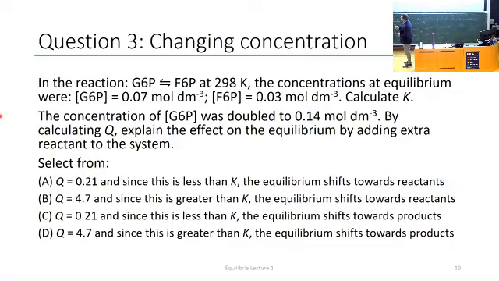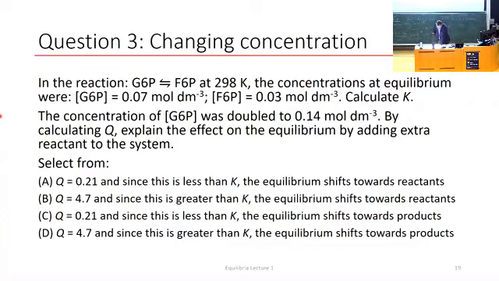All right, so what you need to do here is calculate a new value of Q based on the new concentrations. Okay, so we have the concentration of glucose is 0.14, fructose is 0.03. Calculate Q and then explain how the equilibrium will shift. This is the last calculation. Okay, so the numbers should be fairly straightforward, but the reasoning may be a little bit less so.